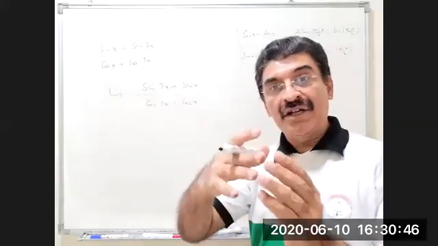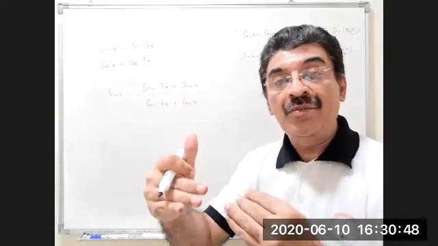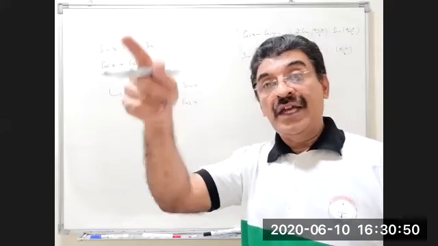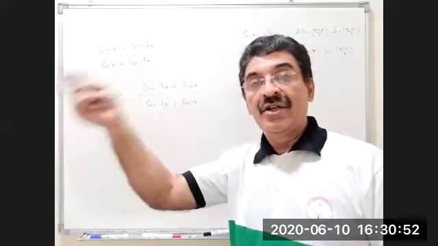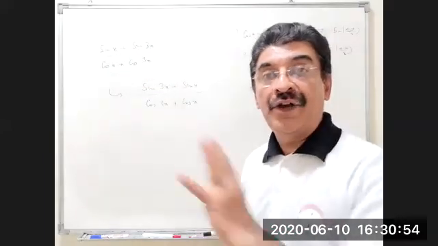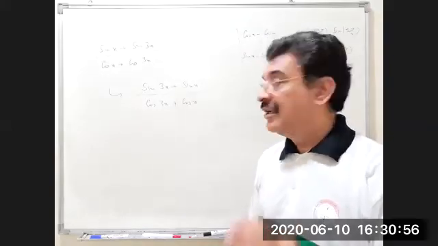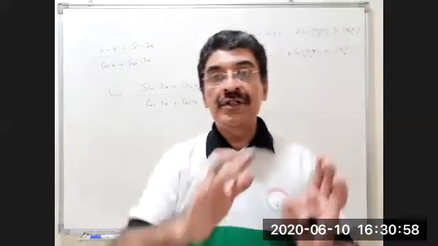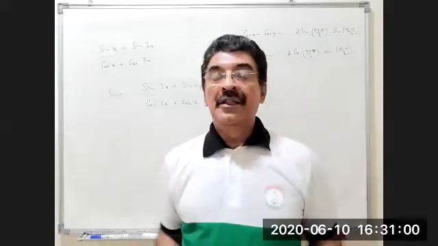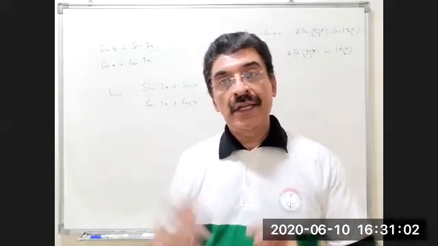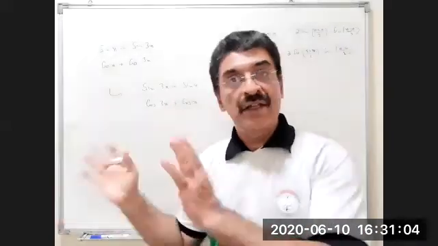Otherwise, one negative will come inside. Then again, we have to make use of that formula, which one? Sin minus x is minus sin x, cos minus x is cos x. To avoid that, always prefer to write the bigger one first. Then apply the formula. That will be easy. Even otherwise, you'll get the answer.